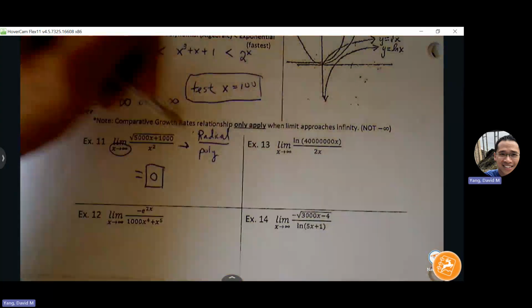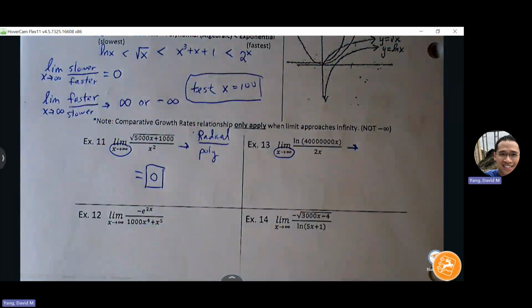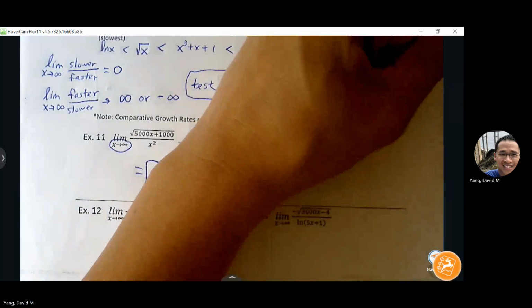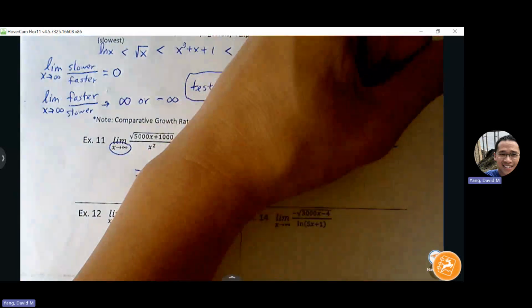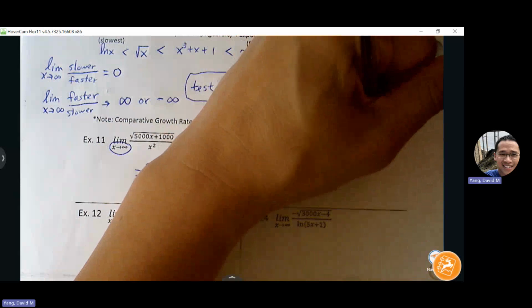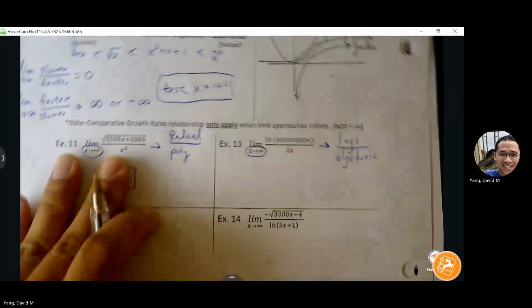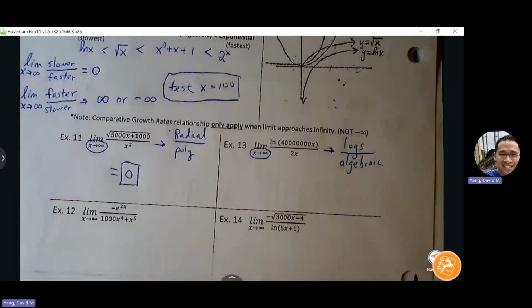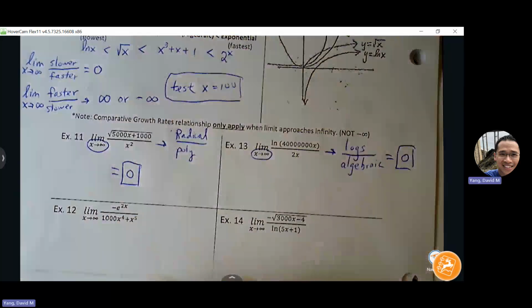Okay, 13 looks messy, but approaching infinity, the numerator falls under which category? Logarithms. Logs, yeah. Denominator falls under polynomial, algebraic. I know it's not degree 2, but we still call it algebraic in that algebraic polynomial category. Which is growing at a faster rate? Bottom, therefore, still 0.